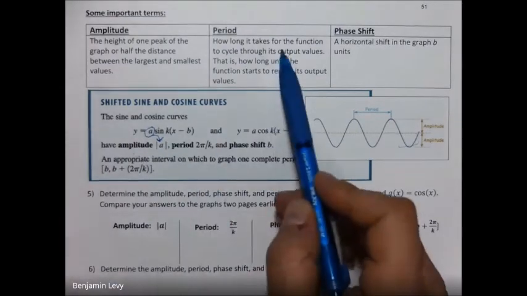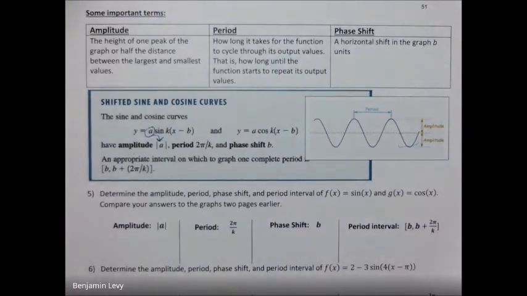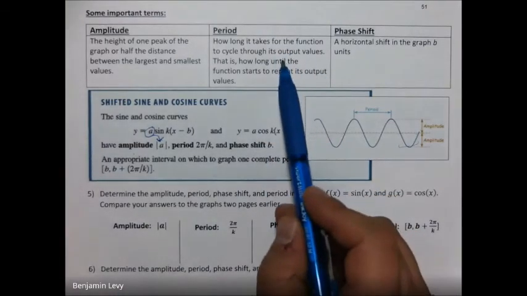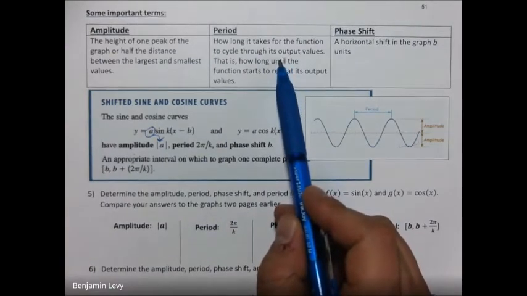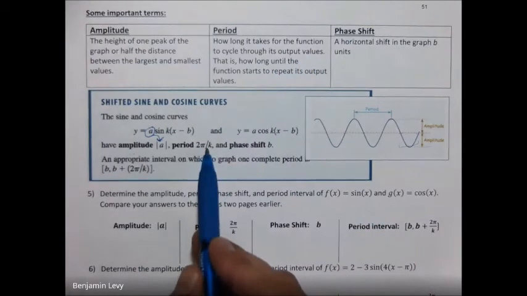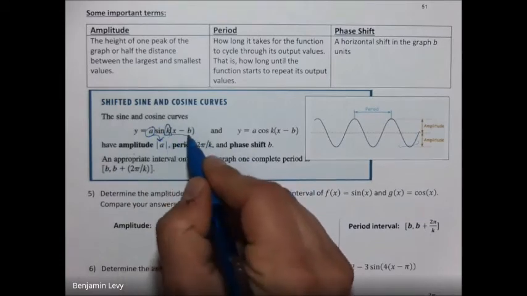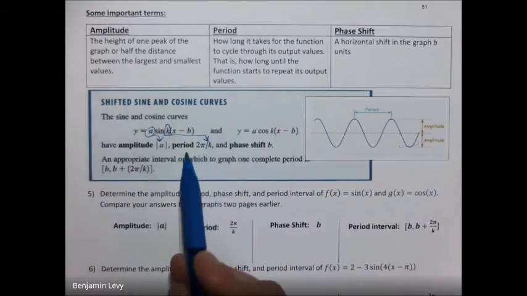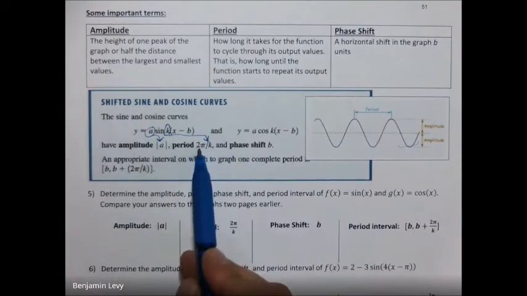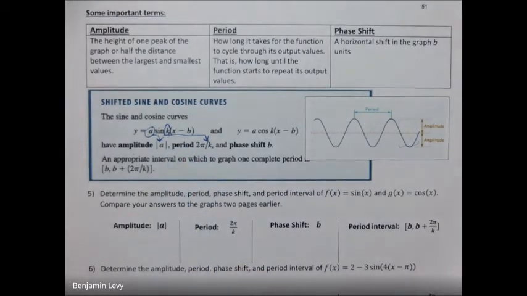The period is how long it takes the function to repeat itself. We wrote down that definition early on. How long it takes to repeat itself depends on how wide the graph is, so that's why it depends on k. You can see that the k value is part of the period formula. Normally it's 2 pi, but you divide by k to account for any stretching or shrinking horizontally.